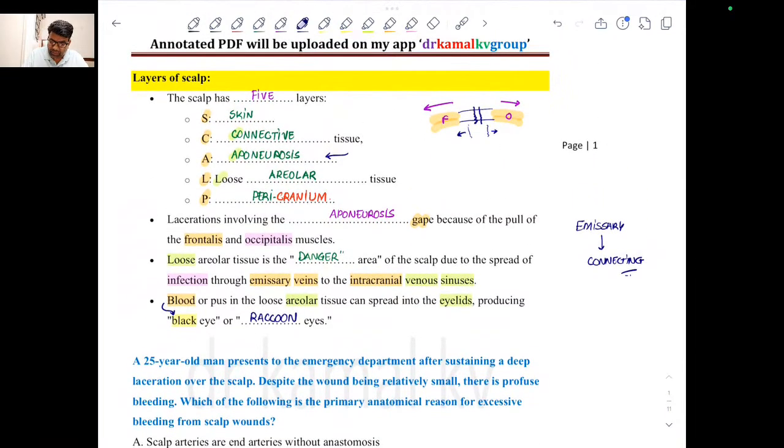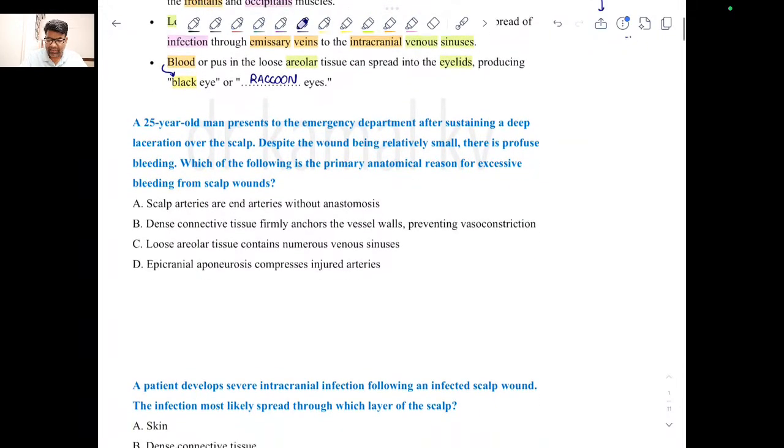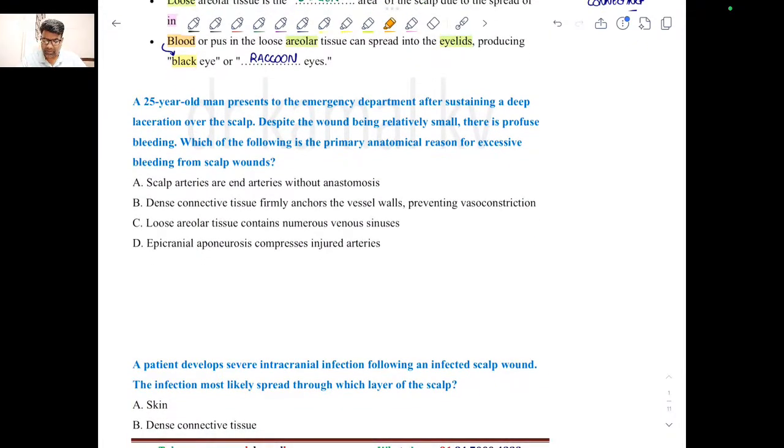Now what is the importance of this connective tissue? Connective tissue impairs vasoconstriction, and therefore if there is any wound involving this area, it can bleed profusely, right? So these three are the important ones: the connective tissue layer, the aponeurosis layer, and the loose areolar tissue. These are the three important ones which you should know, and they always fetch you some questions in the exam. Now let us take some practice questions.